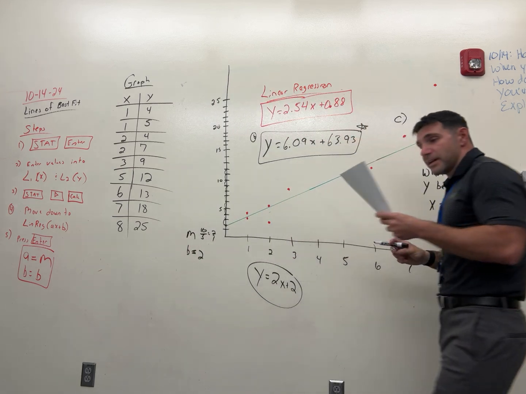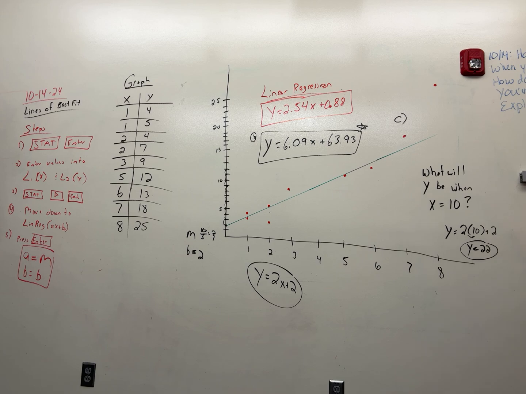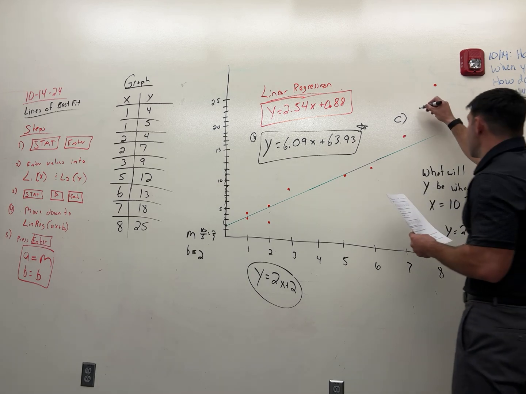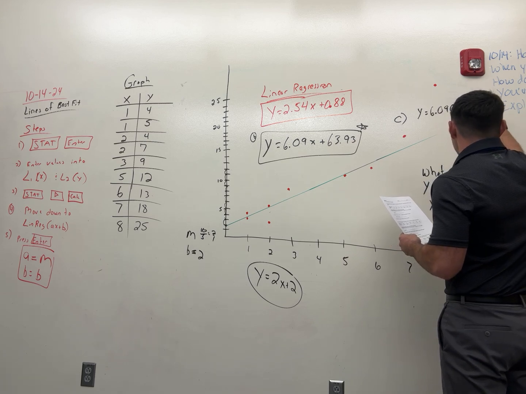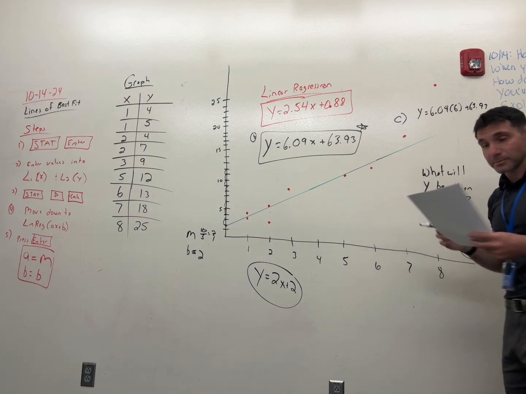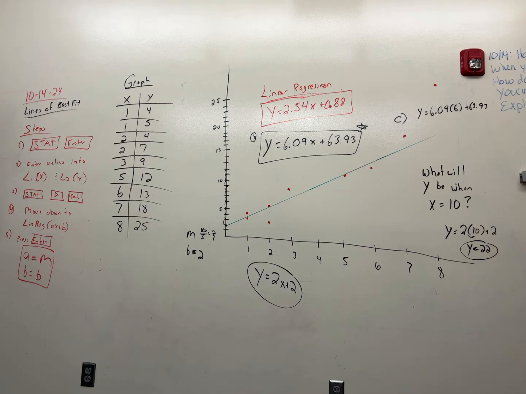C says, predict the exam grade of a student who studied for 6 hours. Is 6 my x or my y? X. So you need to be writing this stuff down. So if it's my x, I can say y equals 6.09 times 6 plus 63.93. Let's do that. In your calculator, do that. What's the grade? The y is going to be my grade.